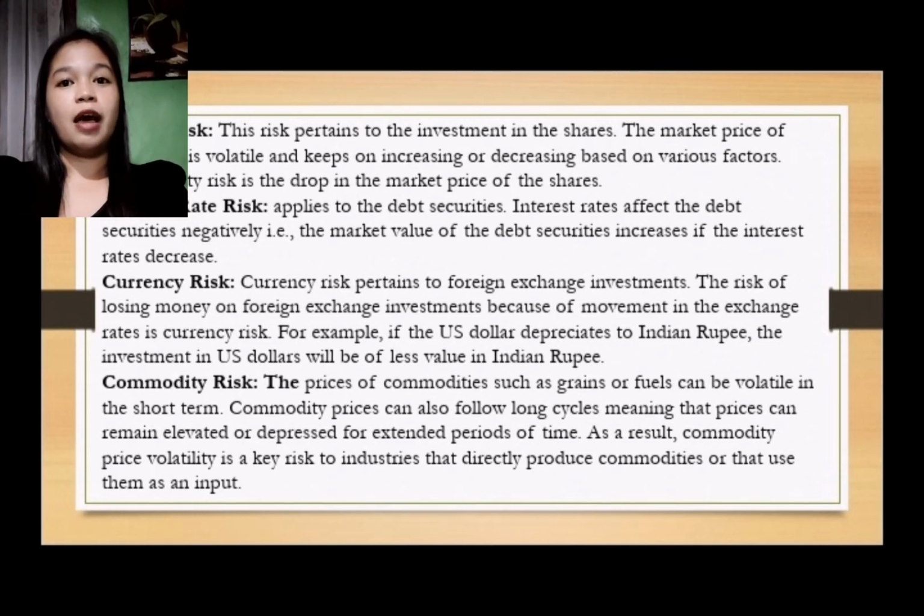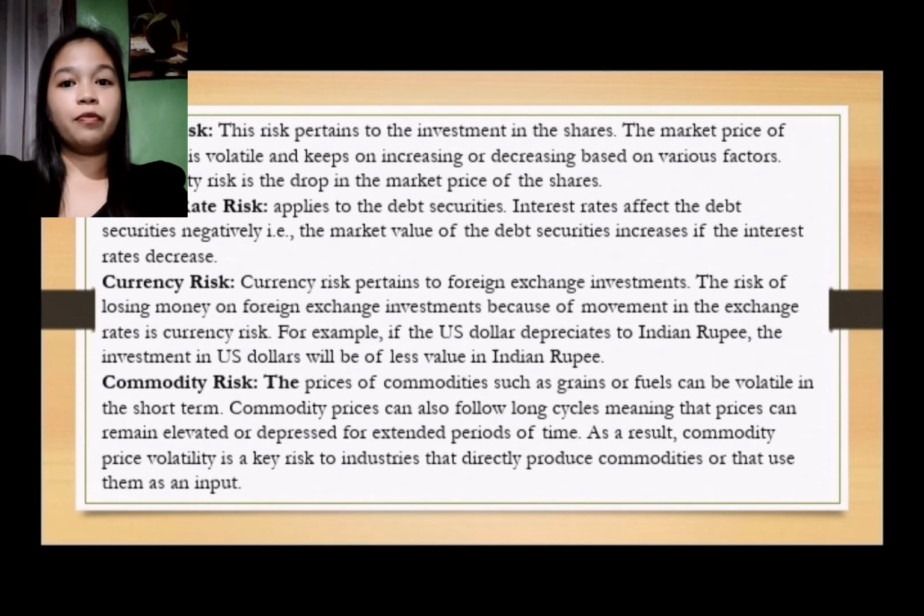Interest rate risk applies to the debt securities. Interest rate affect the debt securities negatively. The market value of the debt securities increase if the interest rates decrease. Currency risk. Currency risk pertains to foreign exchange investment. The risk of losing money on a foreign exchange investment because of movement in the exchange rates is currency risk. For example, if the US dollar depreciates to Indian rupee, the investment in US dollars will be of less value in Indian rupee.